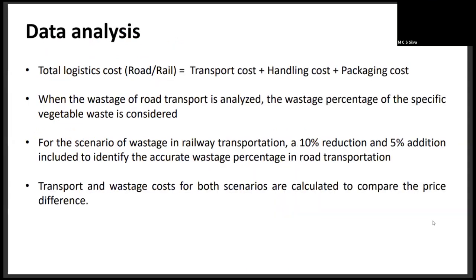In the data analysis, total logistic cost for both road and railway transport were considered. When it comes to transport, the transport, handling, and packaging cost were taken. When the wastage of road transport is analyzed, the wastage percentage of the specific vegetable waste is considered. For the scenario of wastage in railway transportation, 10% reduction and 5% addition were considered.